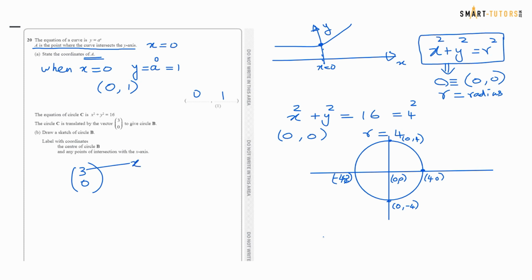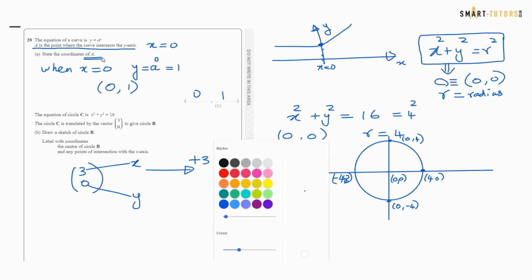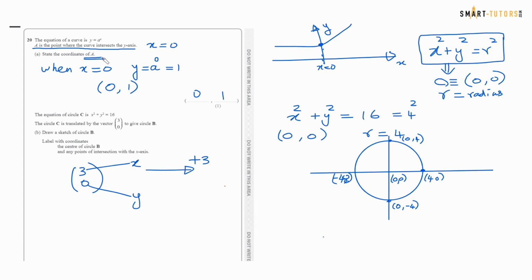Now the circle C is translated by the vector 3, 0. The top one indicates the x movement and the bottom one indicates the y movement. X movement is 3, to the right hand side, plus 3 movement. So the circle is going to shift right by 3 units, and there is no movement in the y direction. The same circle is going to move to the right side 3 units. So how is the circle going to be?